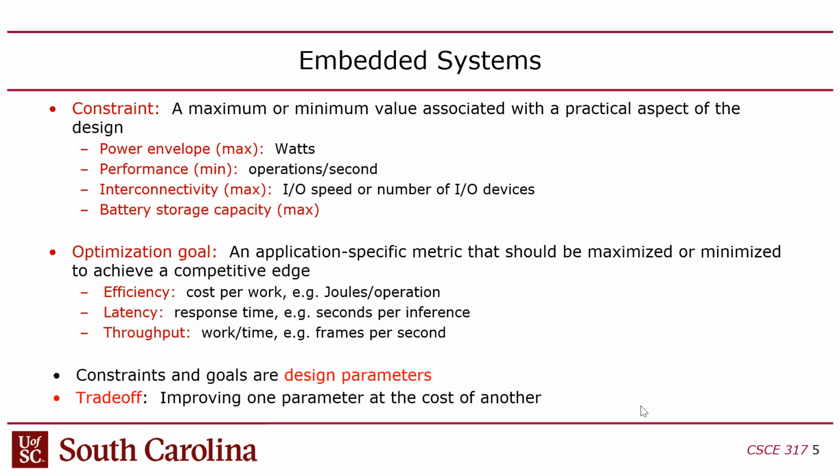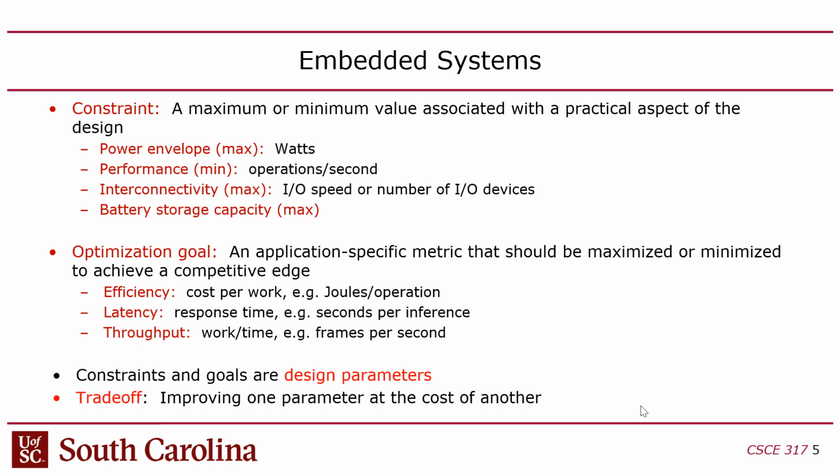And then interconnectivity: you might buy a processor and it may not have enough I/O channels to connect all the sensors that you need. So you may have to multiplex some or come up with innovative ways to solve that. And then for battery storage, if you're on a battery, you want that battery to last as long as possible. So these are all constraints.